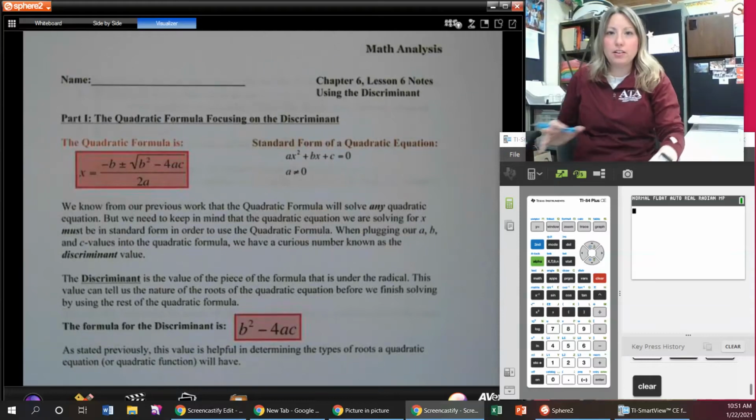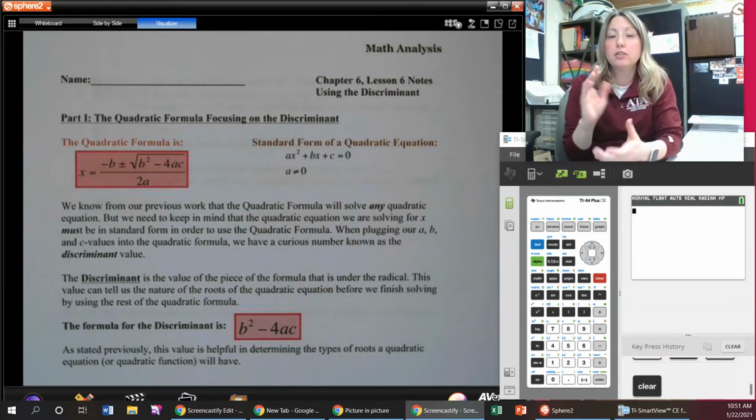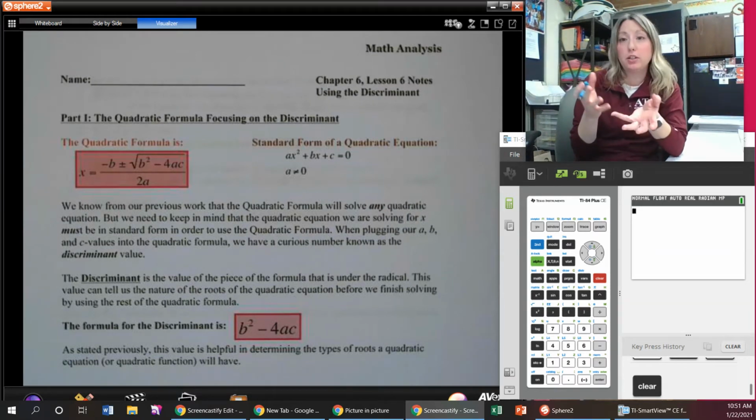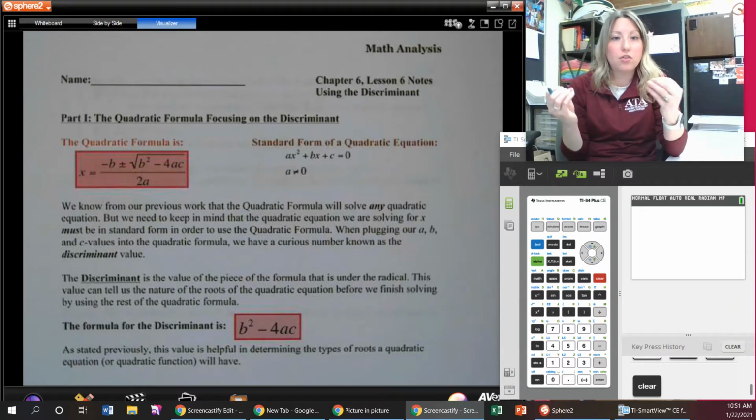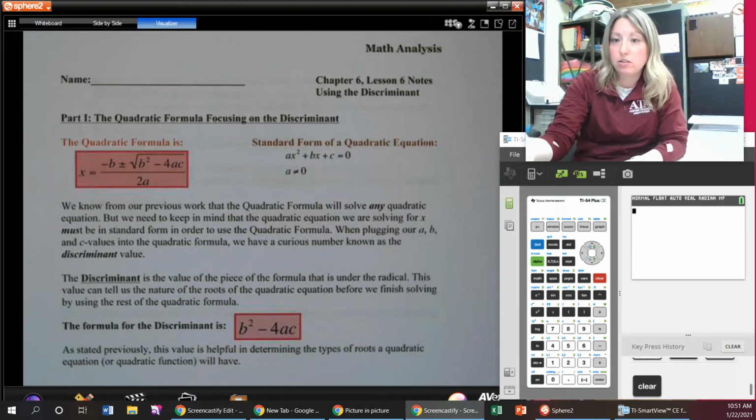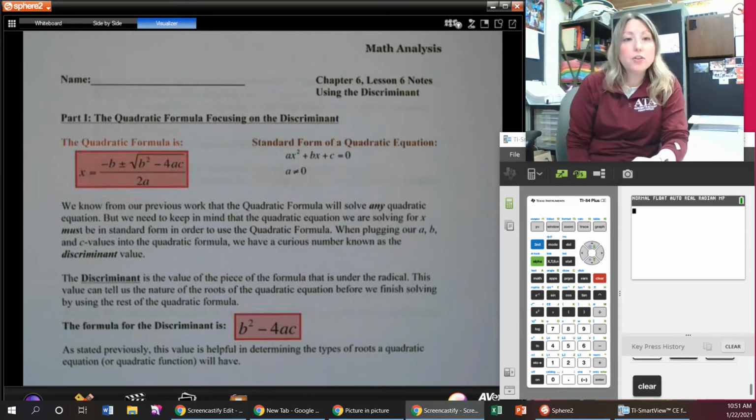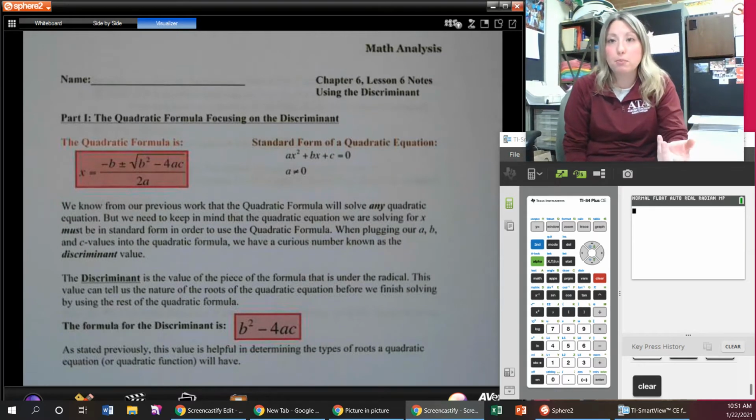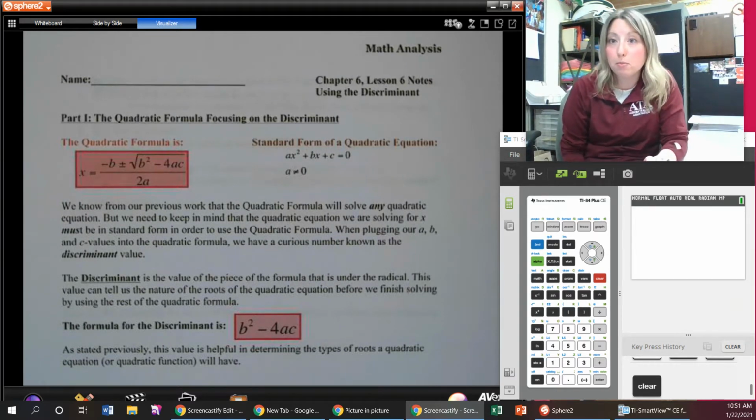Hello there, math analyzers. We are in the middle part of chapter 6, chapter 6 lessons 6 through 9. We're going to talk about the actual parabola and how it relates to all the solving quadratic equations things we've been doing. So, one of the things I dropped when I was talking about the quadratic formula was this word called the discriminant.